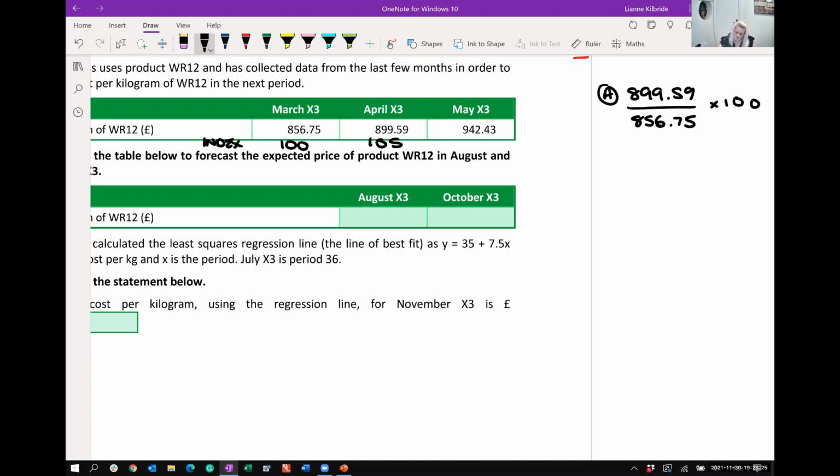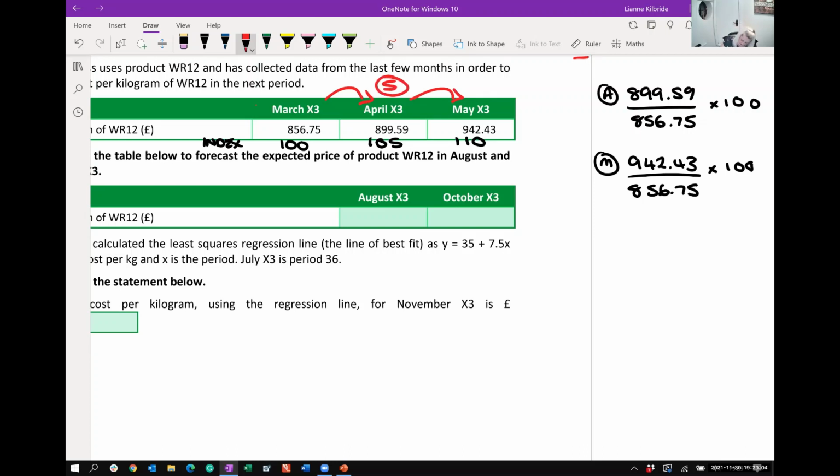Instead of looking at figures, you've got to look at the actual index numbers. So if we have a look at May, to find another trend: you take the current cost for May, 942.43, divide that by the base cost of 856.75, then multiply by 100, and this should give you an index of 110. So you can see each month the index is increasing by 5.